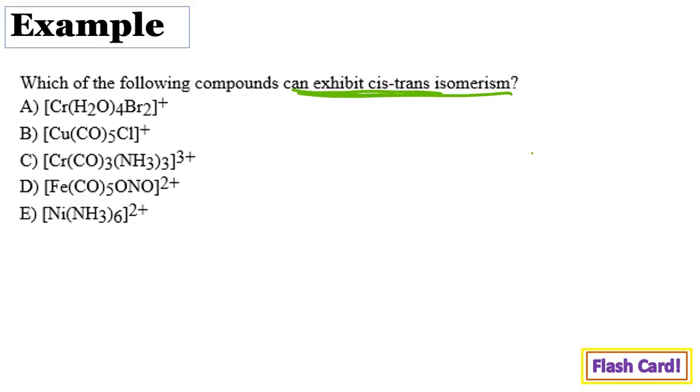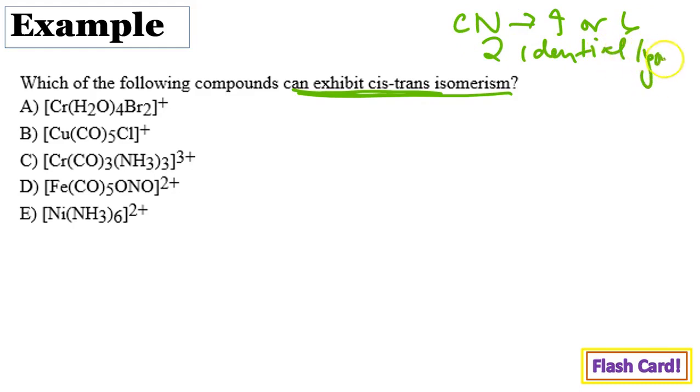So first, let's go ahead and gather our information about cis and trans. We know that we have to have things that have coordination number of 4 or 6, and we know we have to have 2 identical ligands. So with the approach for this question, we just want to go through each compound and make sure that it has 4 or 6 coordination number and 2 identical ligands. So let's go ahead and start that.